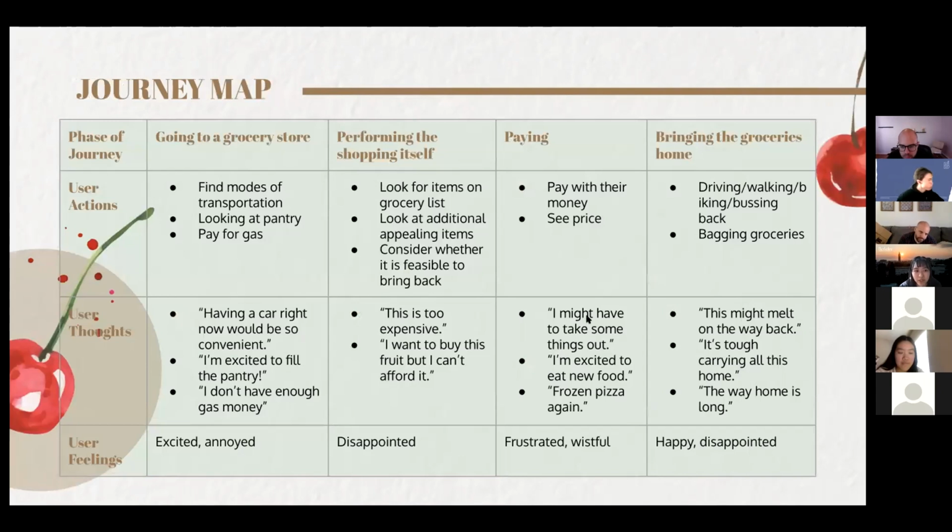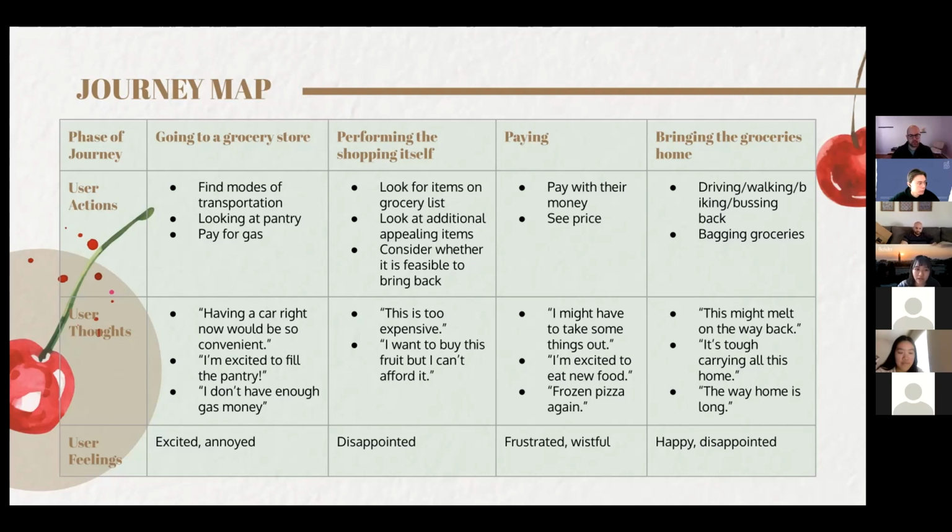To synthesize my research, I decided to create a journey map of a low-income individual going to a grocery store. It is a little long, so I'll go through it quickly. The first stage is going to the grocery store. The person may be looking for modes of transportation, whether that be public transportation or a personal car, looking at their pantry to see what's missing. User may be feeling excited and potentially annoyed at their lack of convenient transportation. The next stage is the shopping itself. The person will be looking at their items for grocery list and additional appealing items. They may be thinking, oh, this is too expensive, or I want to buy this fruit, but I can't afford it. User may be feeling a little disappointed due to their lack of options.